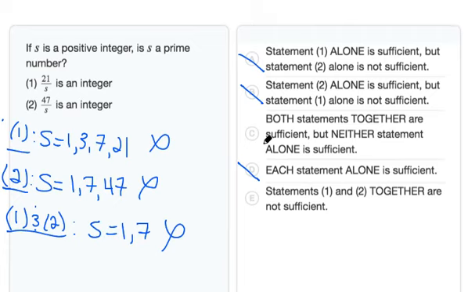We can eliminate answer choice C, and the final answer will be answer choice E. Statement 1 and 2 together are not sufficient.